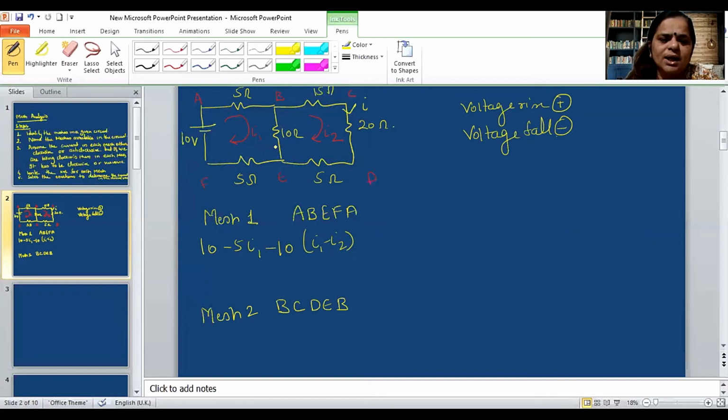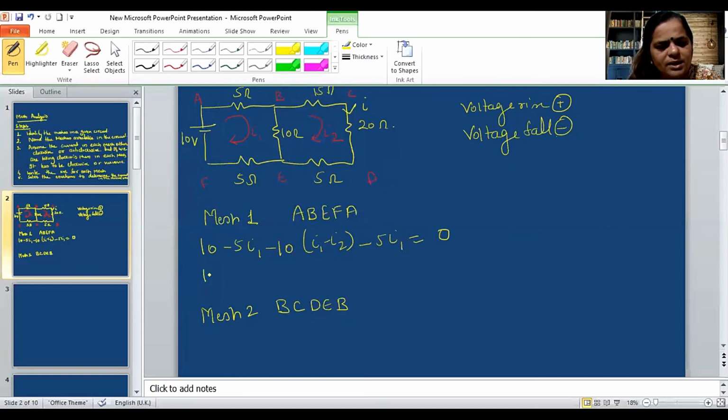So when we are writing the KVL equation for this mesh, we assume that the current in this mesh, that is I1, is higher than I2. So what will be the current? I1 minus I2. When I1 is higher than I2, the direction of current will be from upward to downward. That means the current is flowing in a voltage fall way. So minus 10 (I1 minus I2) and minus 5 I1, that is equal to 0.